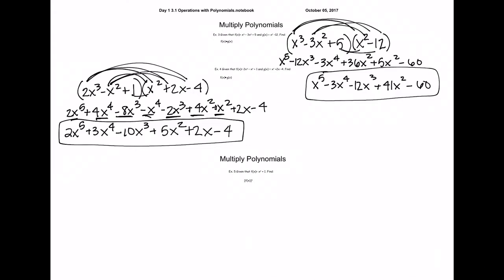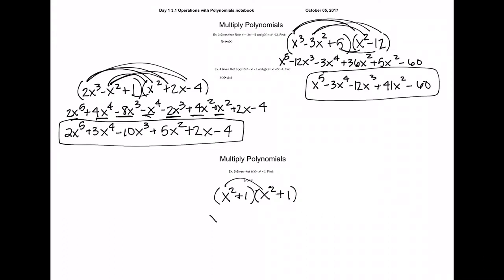In example 5, if you're given f of x is equal to x squared plus 1, and they want us to find the quantity of f of x squared, please make sure you don't distribute your exponent over addition or subtraction. Write it out twice. So we have a binomial times a binomial. Same thing is true. We're going to distribute everything from the first parenthesis to the second.